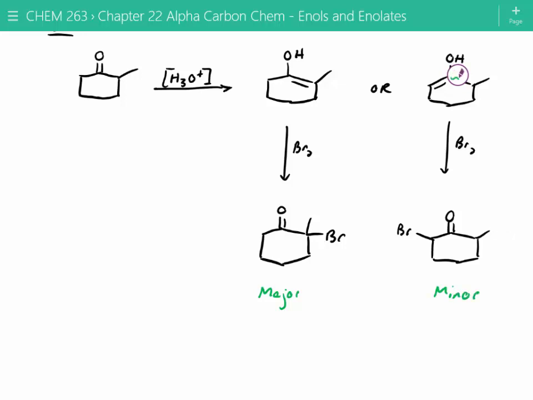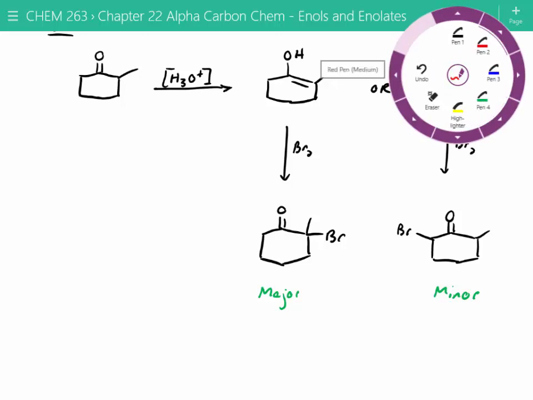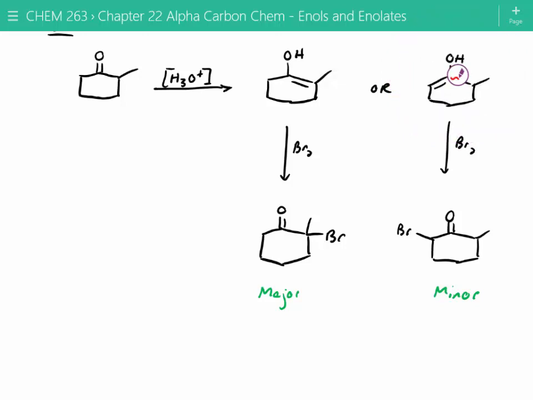Major and minor. So in this case, because the one on the left is the more stable enol, it'll prefer to go through that pathway, but you do still get a little bit of your minor halogenation occurring on the opposite side. Can it over-halogenate also?